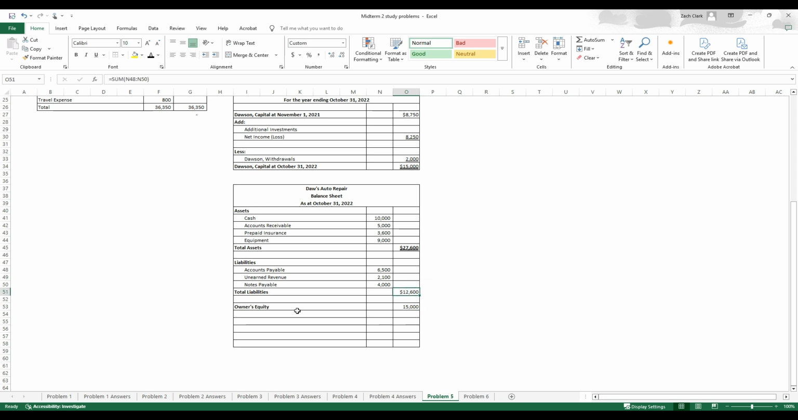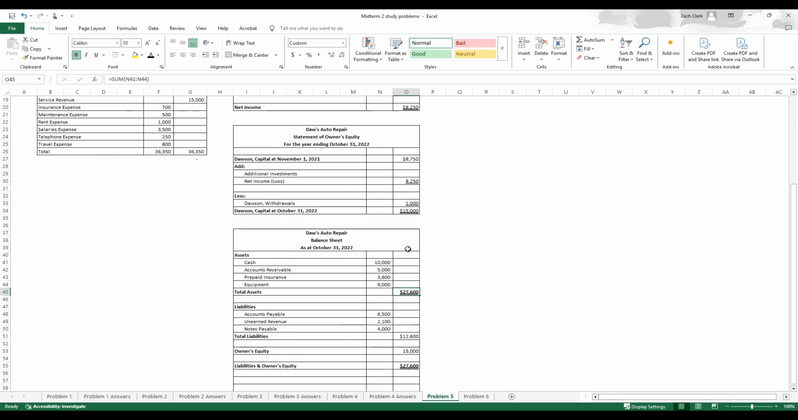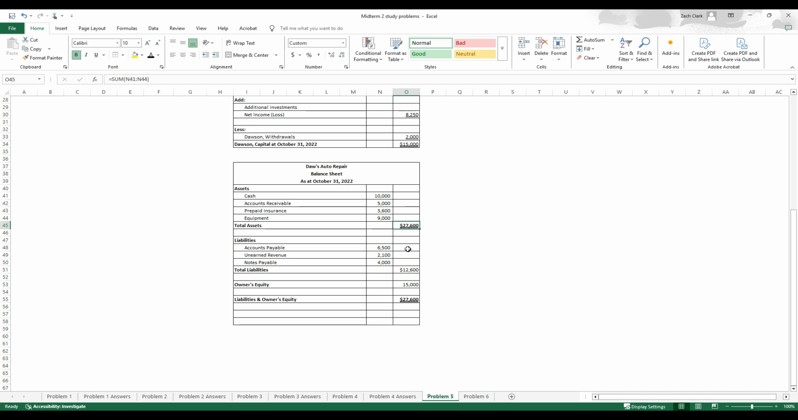And then the final thing we do is say liabilities and owner's equity. Remember, our accounting equation is assets equal liabilities plus owner's equity. So when we add those two together, we want to make sure that the assets equal liabilities plus owner's equity. And they do. So we are in luck. We put our things all in together accurately, and we are complete with our problem.